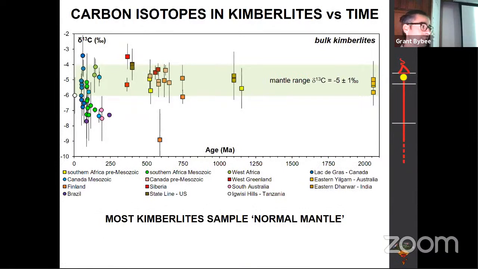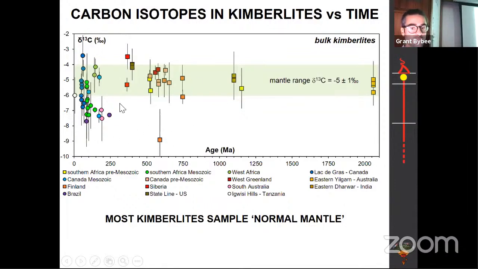And this is how the data look. This is carbon isotopes on the y-axis versus time on the x-axis. Clearly there are two different groups, if you want. Kimberlites older than roughly 250 million years are all within uncertainty of the mantle range, with one exception.